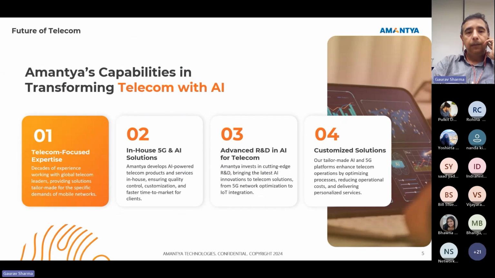Now, let me talk a little bit more about what our capabilities are on AI. As you might have already appreciated by now, we are a telecom product engineering organization. Telecom is in our DNA. We have been building telecom products, and that's probably the reason why we also understand a lot of problems that telecom operators or OEMs face, because these are things that you learn from experience.